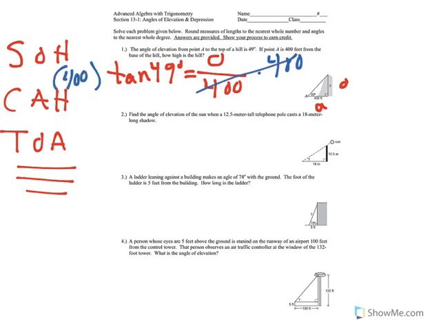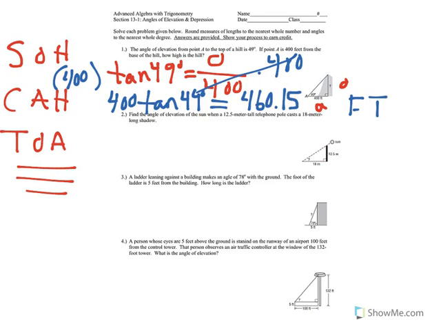So then in your calculators, you can do this on Desmos, you can do this even on your cell phone calculators. Multiply 400 times the tangent of 49. And your answer is 460.15, and it's in feet. So make sure you have the units, feet. Okay?